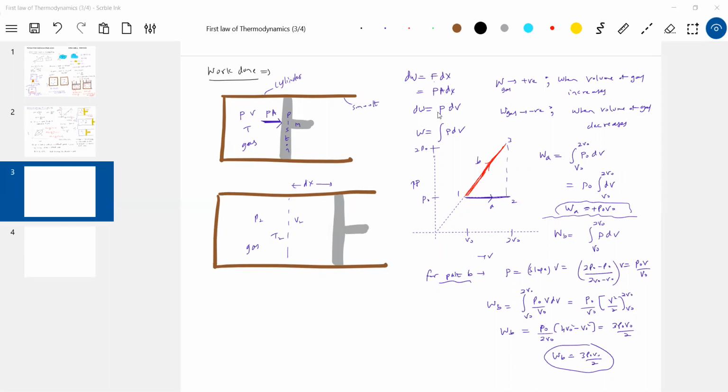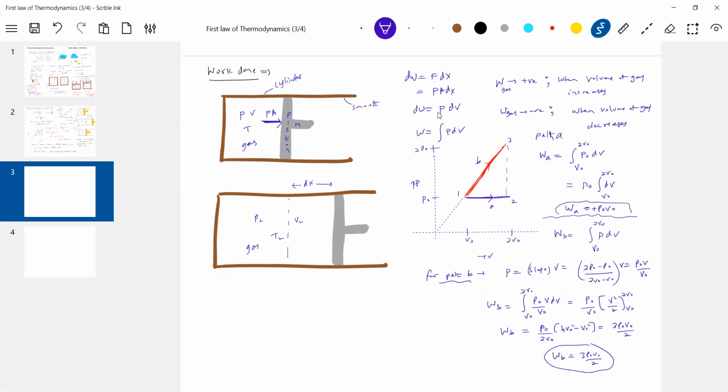How are they the same? Can't you open your eyes? P naught V naught and 3P naught V naught by 2. So the work done by the gas in path A and path B is different. Therefore, shall I say work done depends on path? For path A and path B, they are different here.